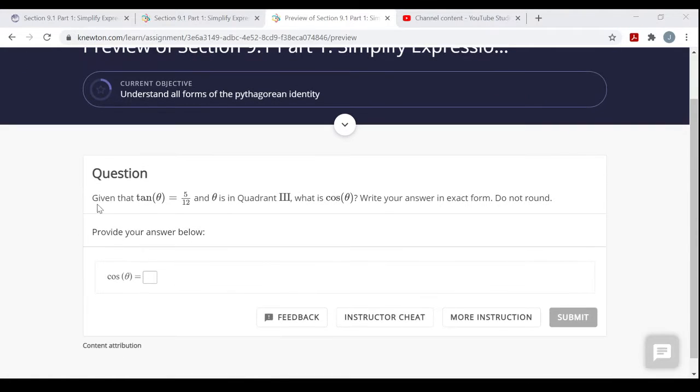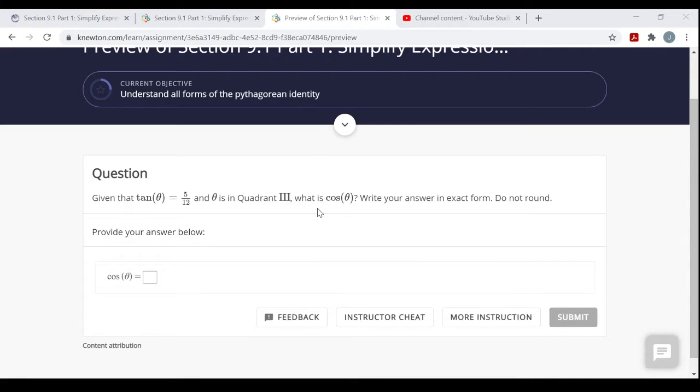All right, so we're given that the tangent of some angle theta is 5/12, positive 5/12, and theta is in quadrant 3. So when I draw theta in standard position, it'll be ending in quadrant 3. What is the cosine of this angle? And they want us to write the answer in exact form. Don't round that. That just means don't put it in your calculator. Leave it the way it is when you do it by hand.